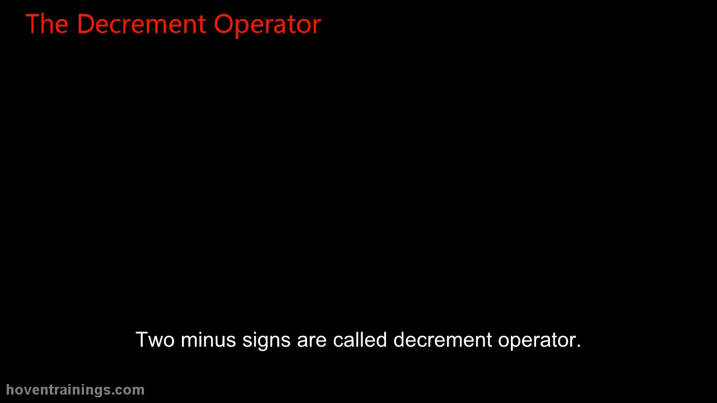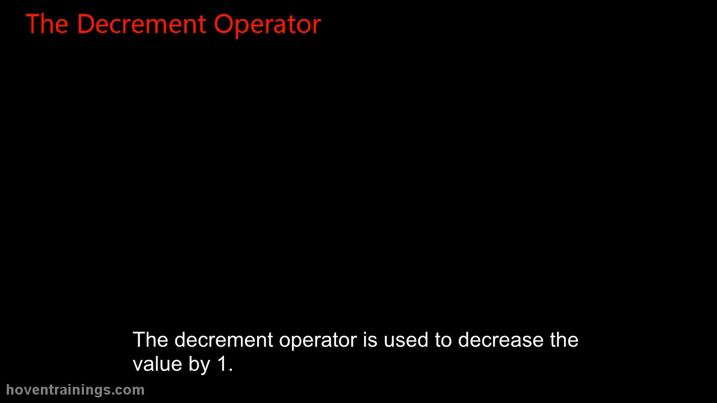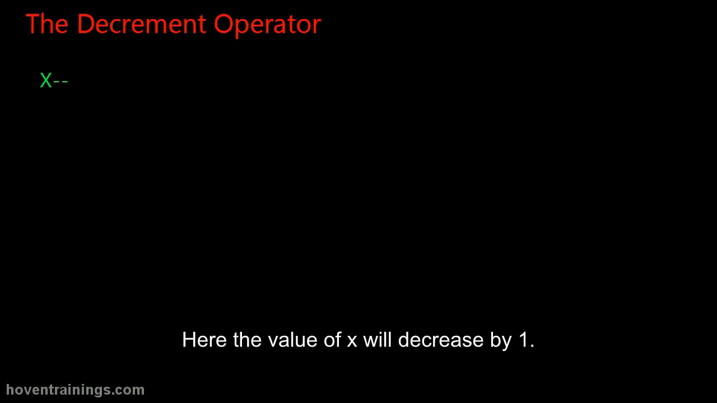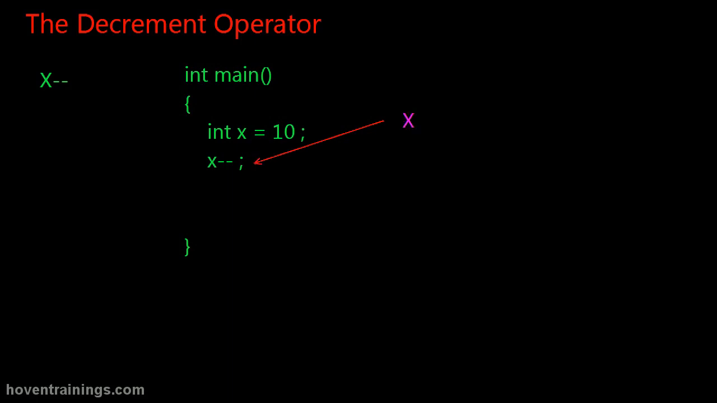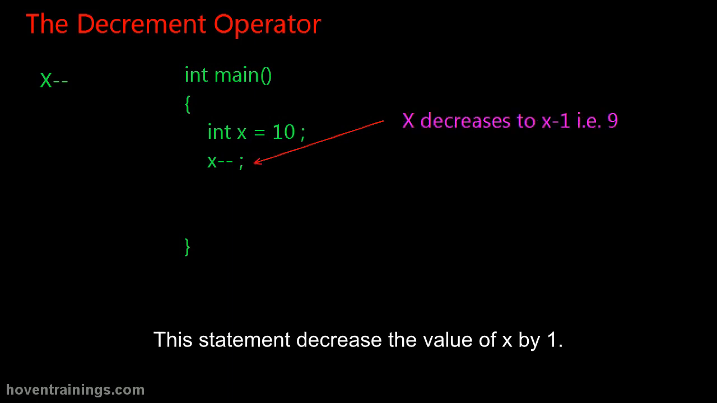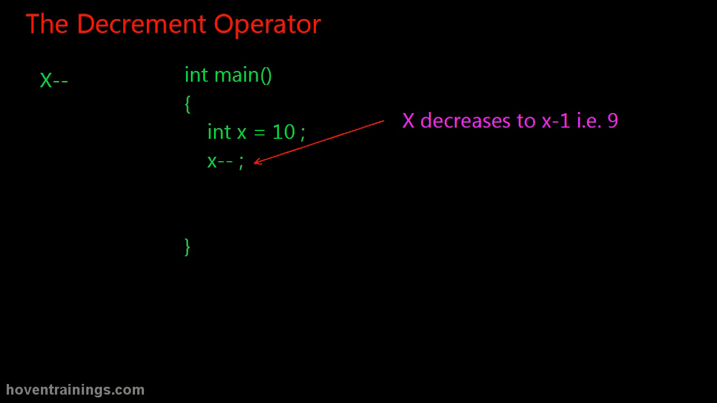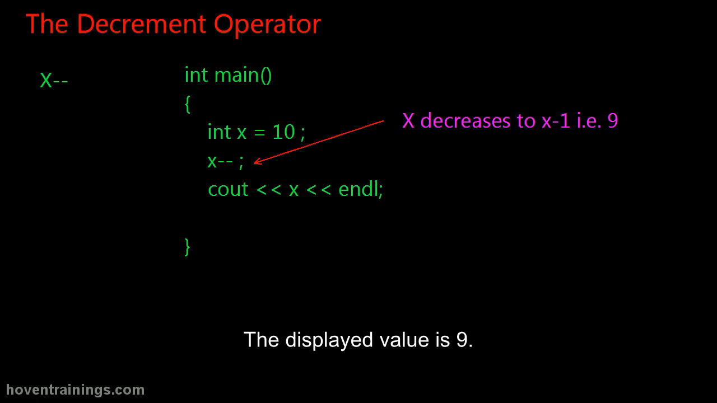Two minus signs are called decrement operator. The decrement operator is used to decrease the value by 1. Here the value of x will decrease by 1. This statement decreases the value of x by 1. The displayed value is 9.